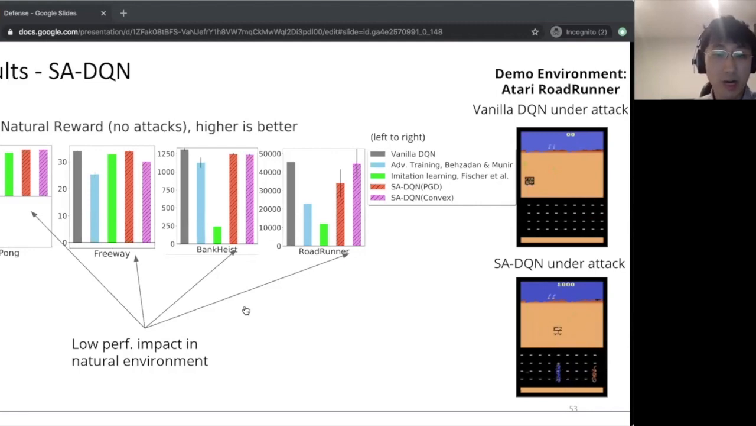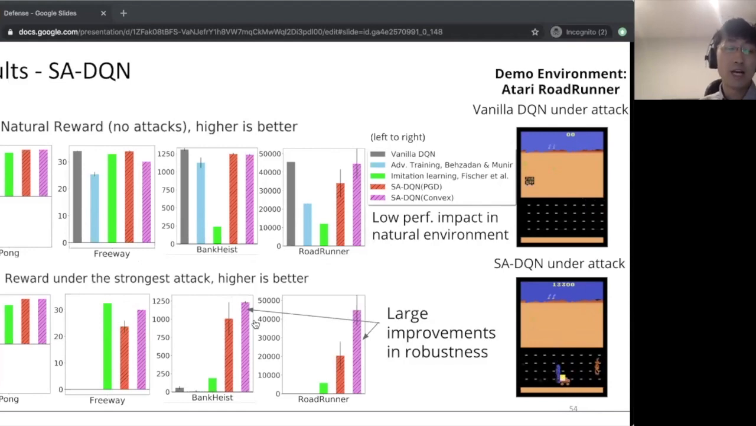We can see that our SA-DQN method has a very low impact on the agent's performance in the natural environment without adversarial perturbation. However, when under attacks, our method can significantly outperform the existing methods using adversarial training or robust imitation learning in most environments. Sometimes we can improve by a large margin.